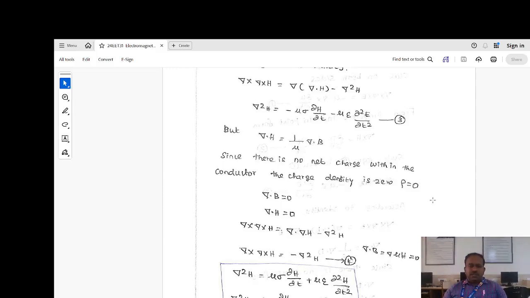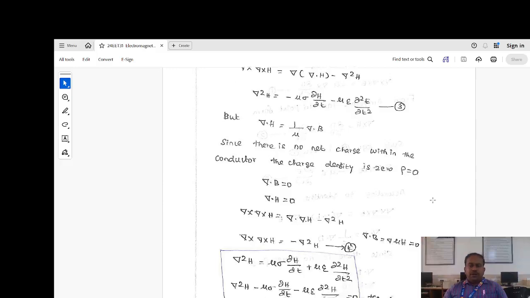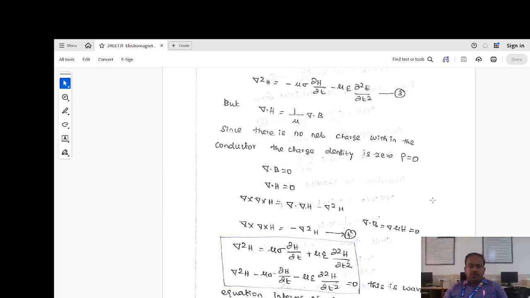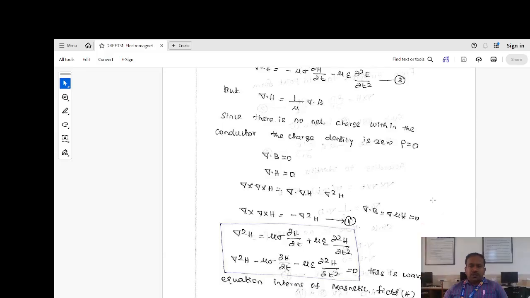Therefore, these conditions we substitute in the equation: del cross del cross H equal to minus del squared H, equation number 4. So del squared H equal to mu sigma dou H by dou T plus mu epsilon dou squared H by dou T squared. So del squared H minus mu sigma dou H by dou T minus mu epsilon dou squared H by dou T squared equal to 0. So this is the general wave equation in terms of magnetic field.